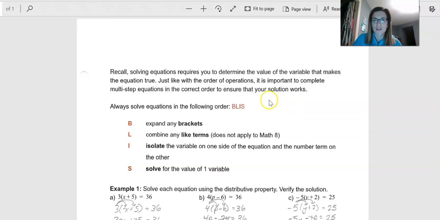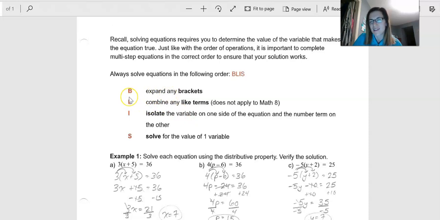Recall that solving equations requires you to determine the value of the variable that makes the equation true. So solve for x. Just like with the order of operations, it is important to complete multi-step equations in the correct order to ensure that your solution works. You can solve equations using this order, BLISS. B, similar to order of operations: first, we're going to expand any brackets. Then L, we're going to combine any like terms. This doesn't really apply much to Math 8, but we might want to complete multiplication in brackets and simplify things as best we can before we start solving for x.